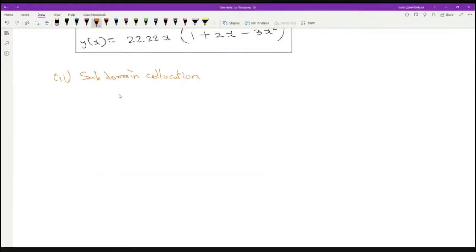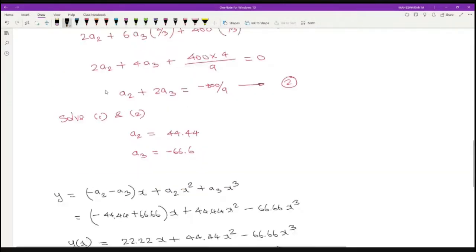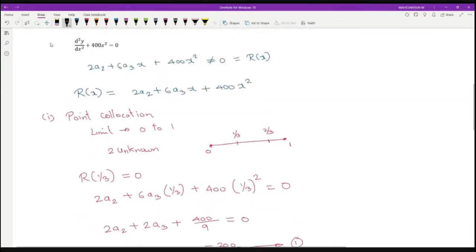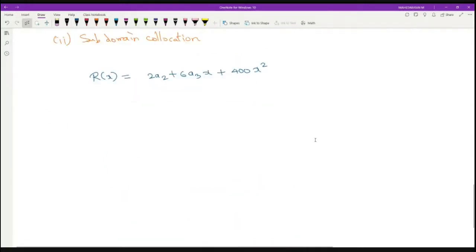In this, let me write what is my R of x. My R of x is this term, the same term I'm going to consider. Now I am going to equate this R of x equal to 0 by using the subdomain method. What is the subdomain method? Integral R of x dx is equal to 0. This is my subdomain method.